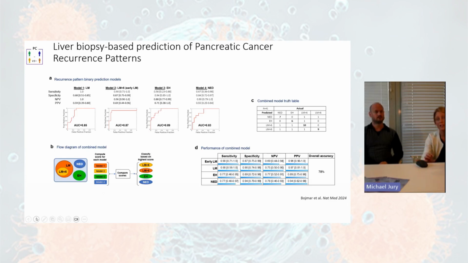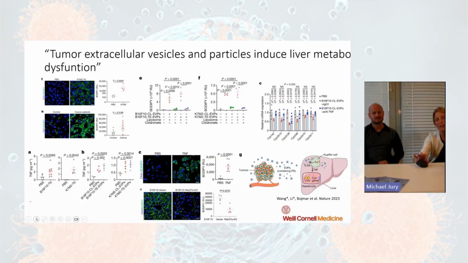To summarize the human studies, we put together the different factors in these pre-metastatic niches, and we were able to create a prediction model for metastatic outcomes. So that's how you actually can use this knowledge of systemic effects of cancer, processes mediated by EVs.